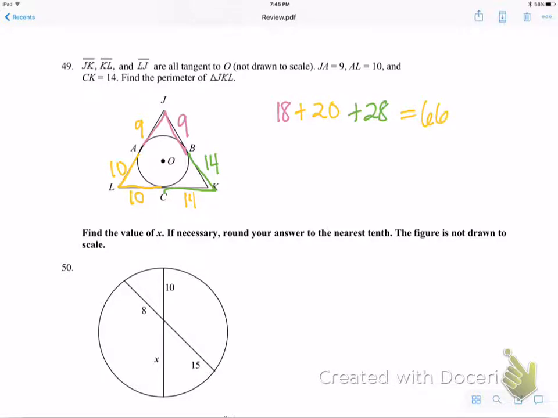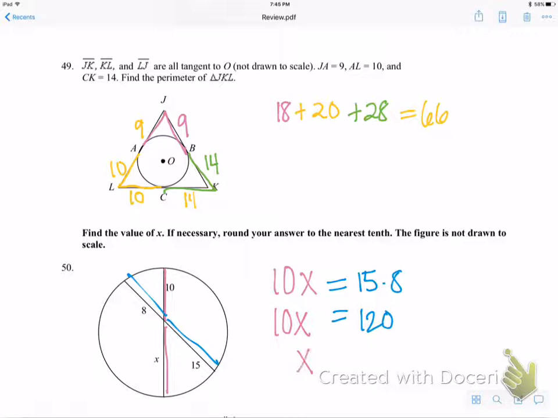In the next one, we are going to set up an equation. We're going to multiply this part times this part, so 10 times x. We're going to multiply this part times this part, so 15 times 8. 15 times 8 is 120. So I have 10x equals 120, which means that x is equal to 12.